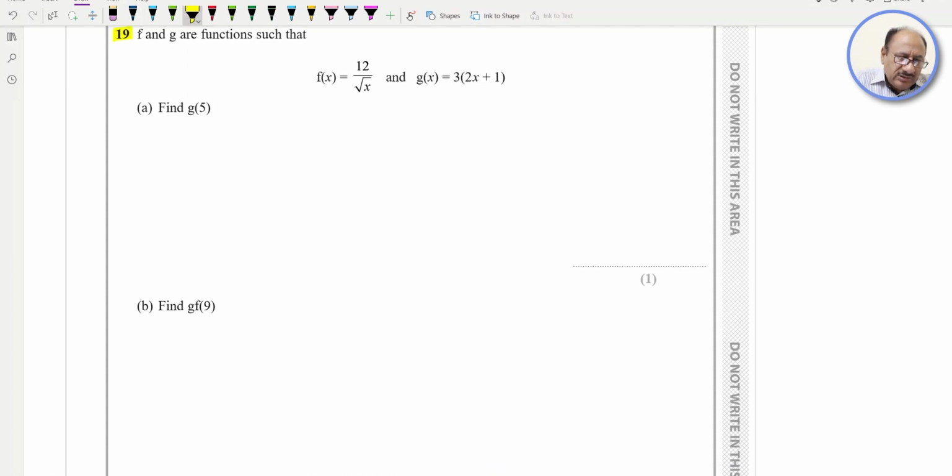Question number 19 says f and g are functions such that f of x is equal to this one, and g of x is also defined.